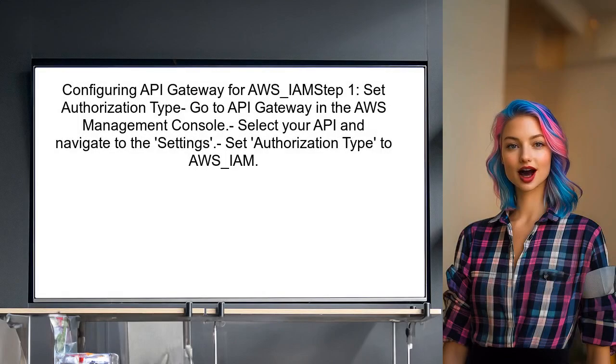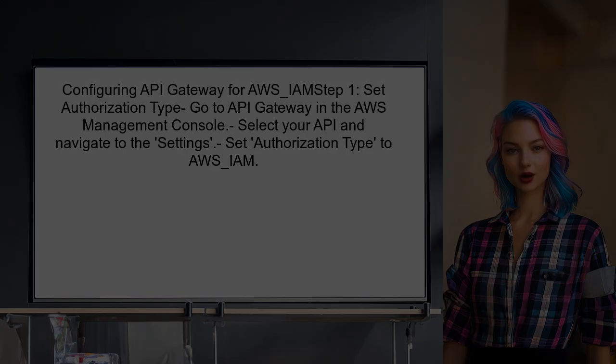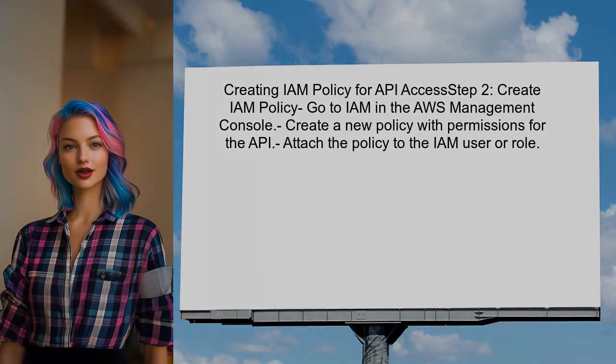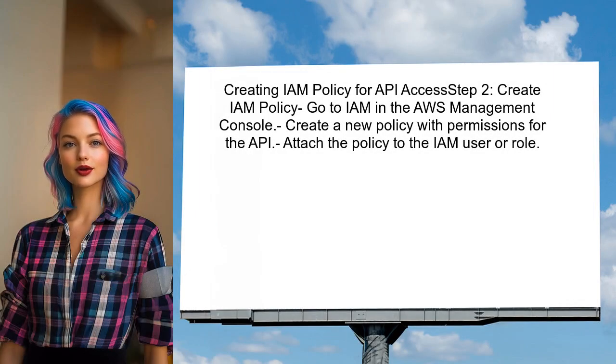Next, the user needs to ensure that their API gateway is configured to use AWS IAM. This involves setting the authorization type in the API settings to AWS IAM. After configuring the API, the user must create an IAM policy that grants the necessary permissions to access the API. This policy should be attached to the IAM user or role that will be making the requests.